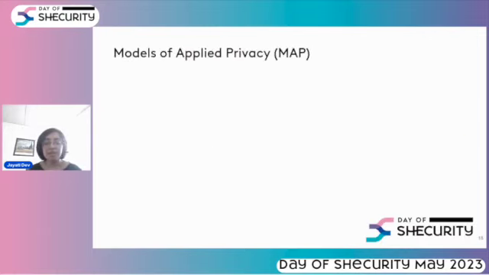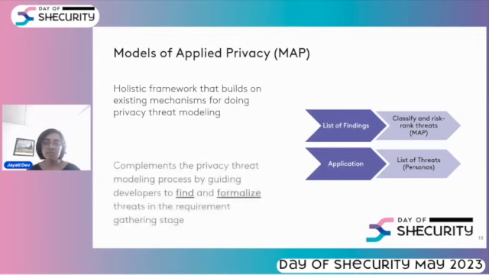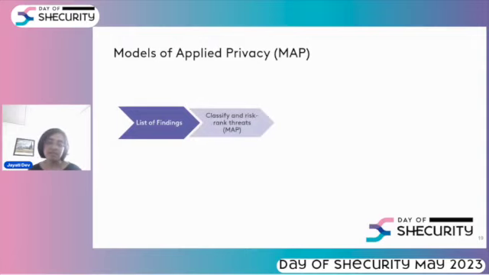So MAP can be used in 2 ways. First, by threat modelers to classify their existing list of threats, and second, by developers to find threats using personas. This complements the privacy threat modeling process by guiding developers. And let's look at the first one, classifying and risk ranking threats.